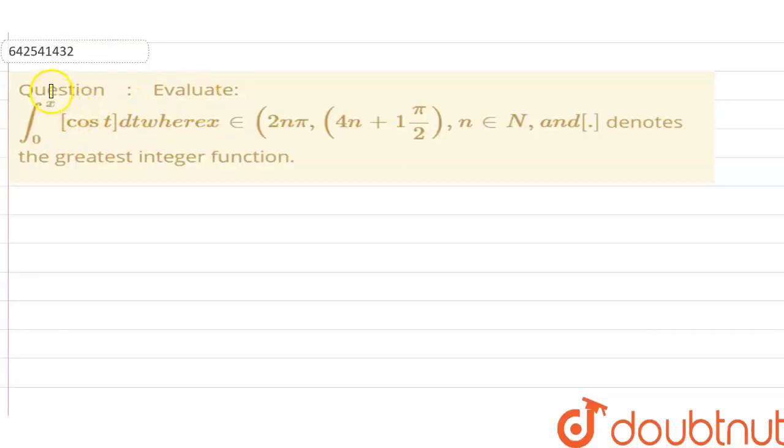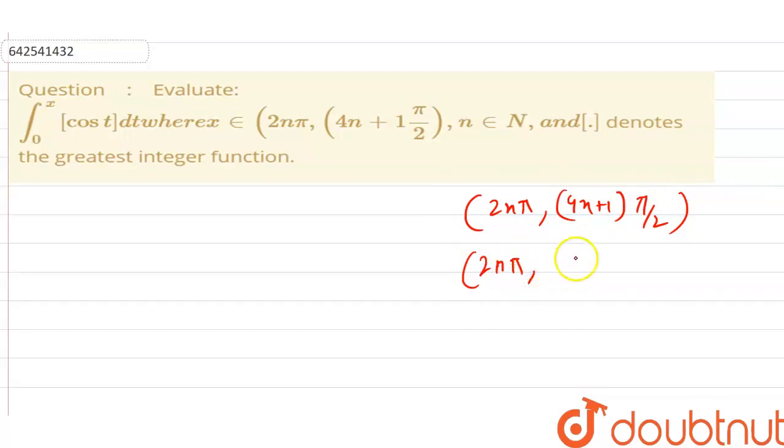Okay student, let's start solving this question. In this question it is given that the integration from 0 to x of the greater integer of cos t dt, where x belongs to [2nπ, (4n+1)π/2], right? And n belongs to N, and this function denotes the greater integer function. Now we know that x belongs to 2nπ comma (4n+1)π/2, so when we multiply this out it becomes 2nπ plus π/2.